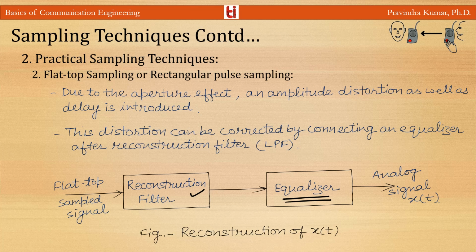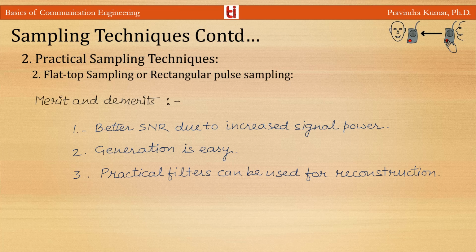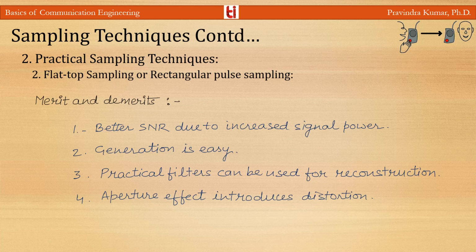Now, merits and demerits of flat top sampling. Better SNR due to increased signal power. This is due to the finite width tau of the pulse. The generation is easy, and a practical filter can be used for reconstruction, and these are the merits. And in demerit we can say aperture effect introduces distortion.